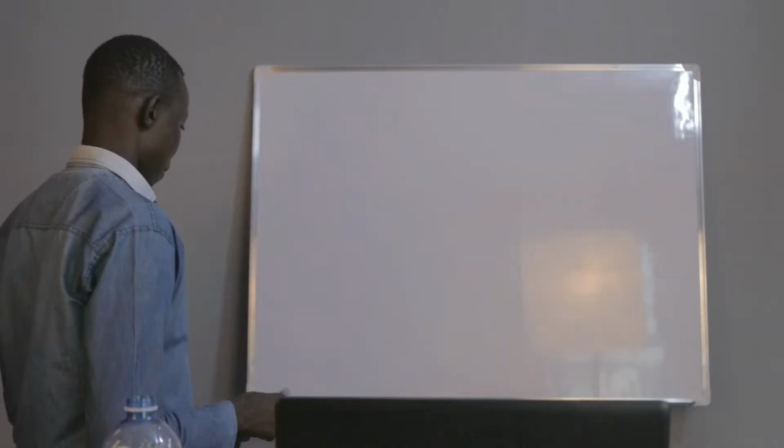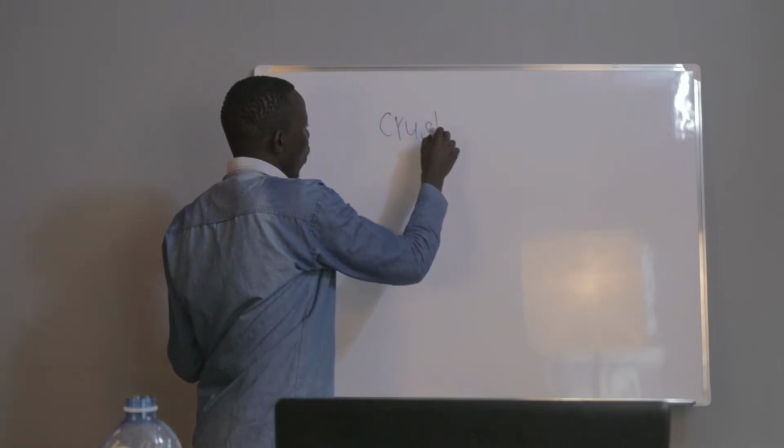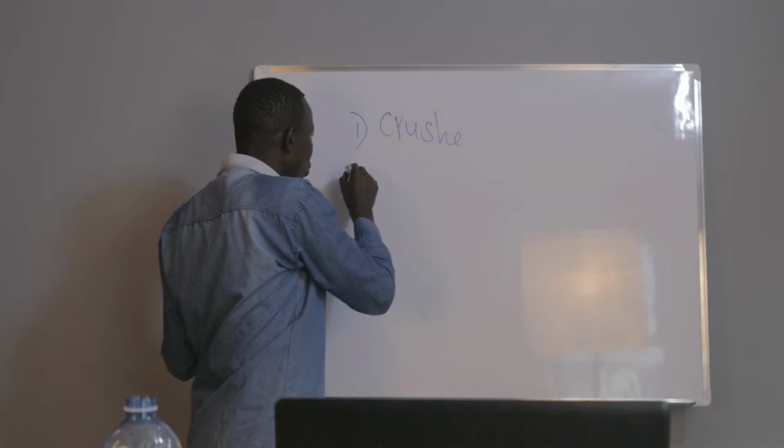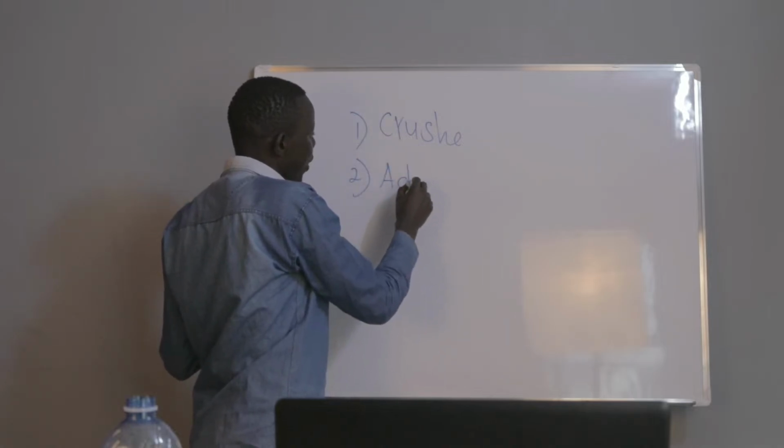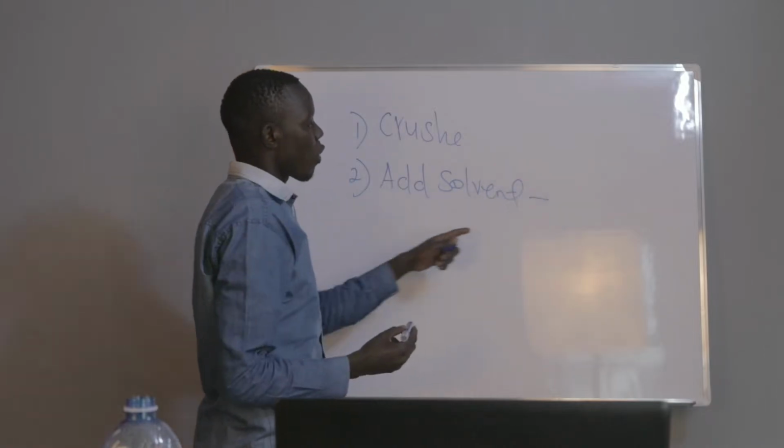But the process is one. It is being crushed. You add a solvent. After adding a solvent, you decant. Then you will have your oil. For example, look at this. Actually, you could have: one, you crush. That is process number 1. Number 2, you add a solvent. You will give me an example of a solvent.